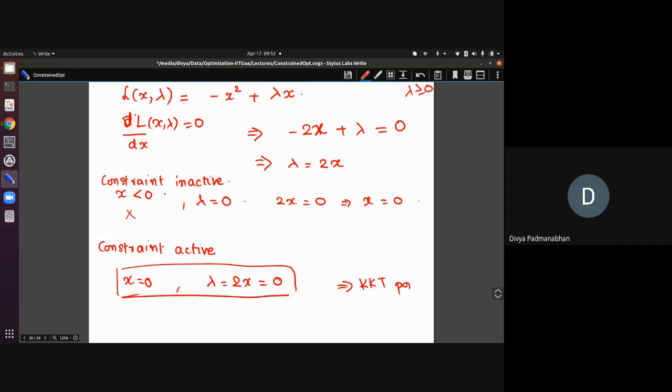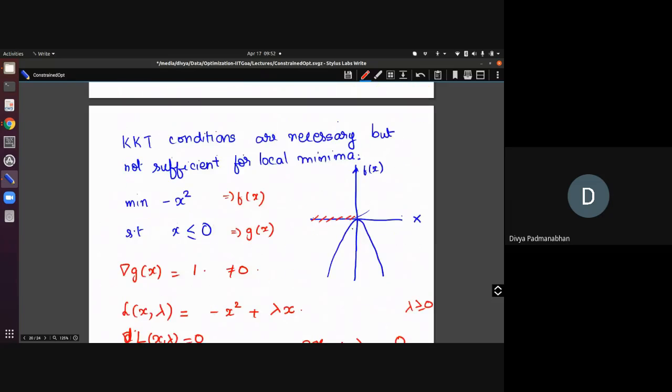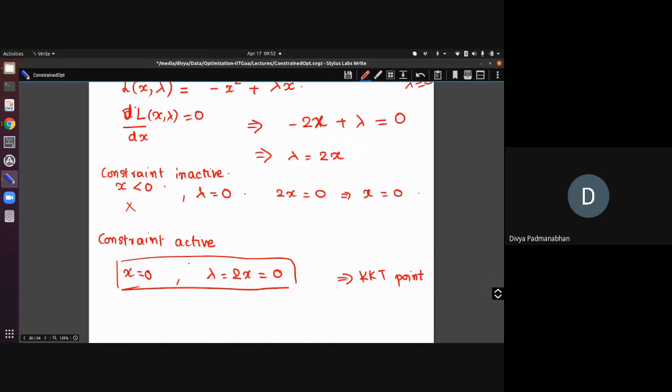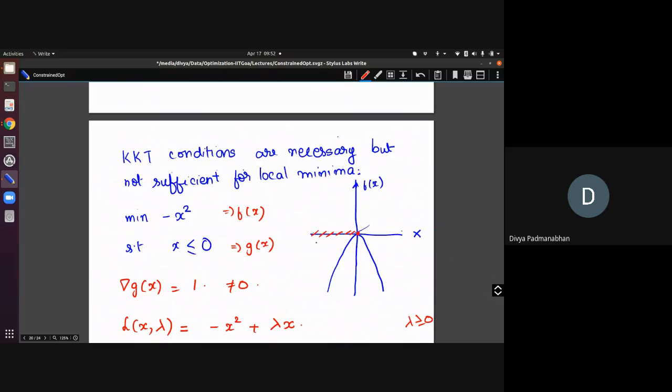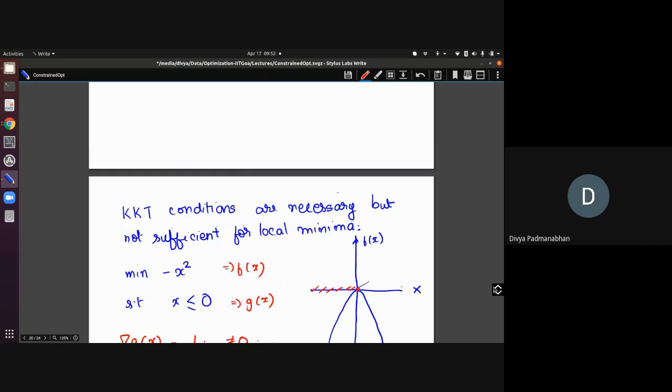But you see here that this is actually a maximizer of this function. So part of this KKT point is x is 0, and this is actually a maximum rather than the minimum. So these kinds of issues can happen. They're necessary, but they're not always sufficient. So this is something to keep in mind.